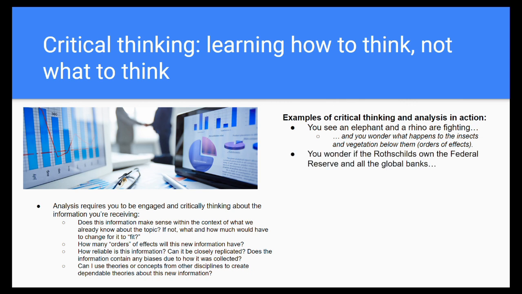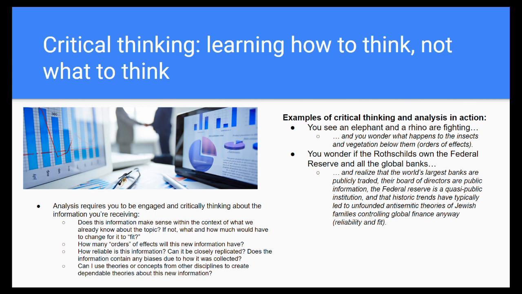You wonder if the Rothschilds own the Federal Reserve and all of the global banks. And you realize that the world's largest banks are all public. The members of the Federal Reserve Board are public, as well as the institution itself, which would probably make it very hard for a private family to have significant control over it that wouldn't be detected by somebody. And you might also consider that there has historically been unfounded anti-Semitic theories of Jewish families controlling global finance, and that this might just be a new iteration of the same trope of anti-Semitic theories of Jews controlling the global financial system.